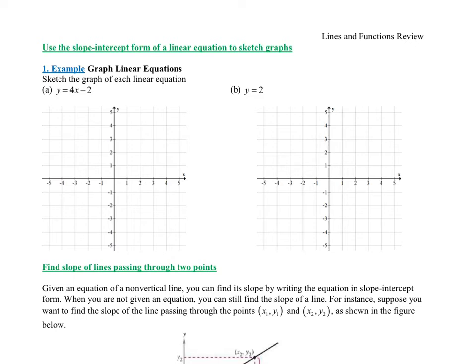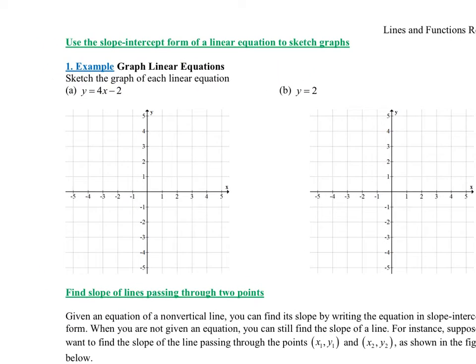So this says use the slope-intercept form of a linear equation to sketch graphs. The first one is y equals 4x minus 2. So what do we have here? Just from looking at it, I know that my slope, which is the leading coefficient in front of x, has to equal 4. And then I have my y-intercept given to me by this part right here.